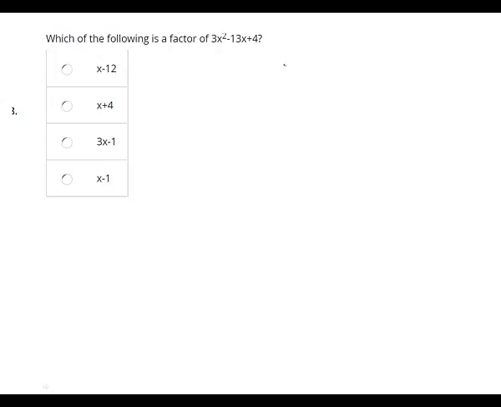All right, which of the following is a factor? So what kind of factoring do I have to do? Magic X. Notice, am I going to have more than one answer choice? No, they're bubbles, right? Bubbles only has one. Notice it says a factor, not all the factors. Okay, so only one of those is going to be right.